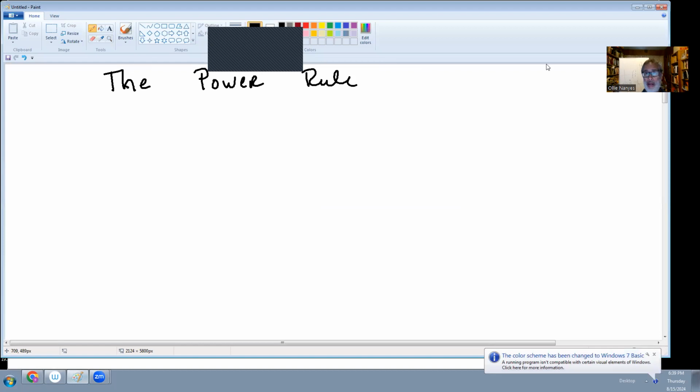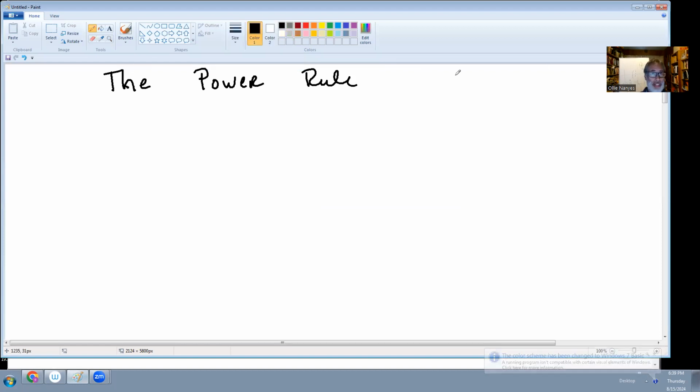So the power rule basically says that for some real number r not zero, the derivative with respect to x of x to the r is r x to the r minus 1. Now, that's a very, very commonly used rule at all levels of calculus. What I'd like to do is discuss the proof.